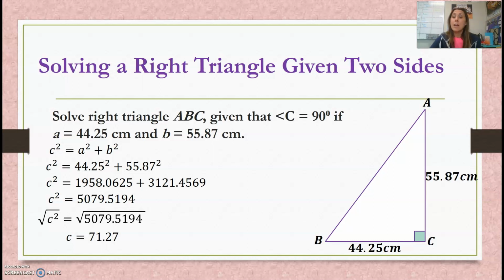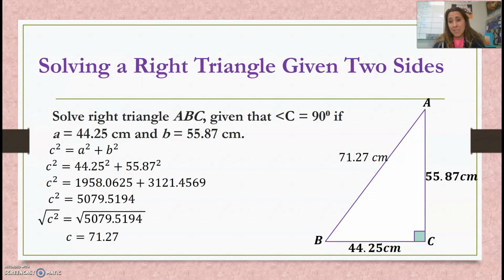Now, here's the deal. The problem gives us things given to the second decimal place, so that's how I knew where to round. Just like in chemistry, we're going to use the same what we're given. Okay, so then we know that that is 71.27 centimeters.